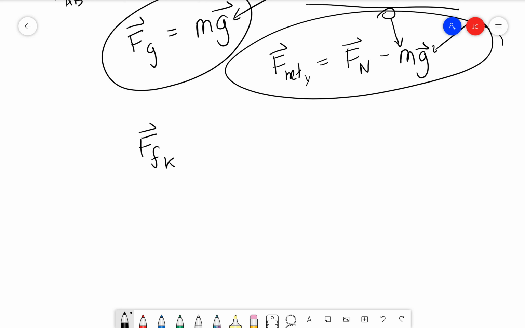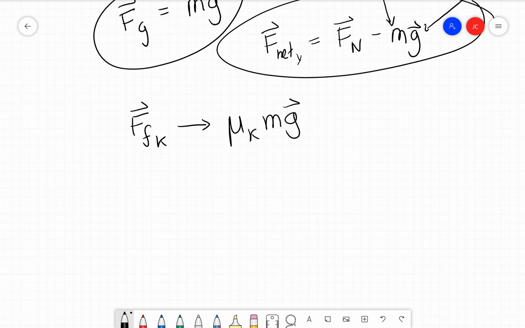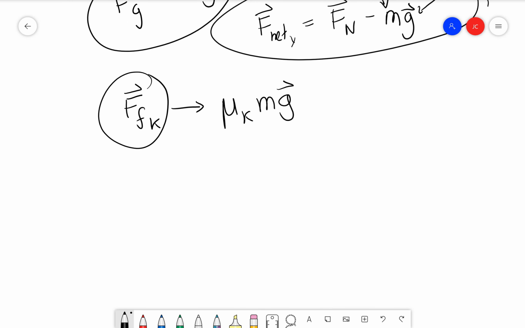I'm doing this with kinetic. Static is the exact same thing. Remember that this almost always expands to this. And why does this expand to this? Well, the reason is that we can remember the formula for kinetic friction and static friction, but this one is for kinetic, is this special friction coefficient times the normal force. Right? We remember this. This is the normal force.